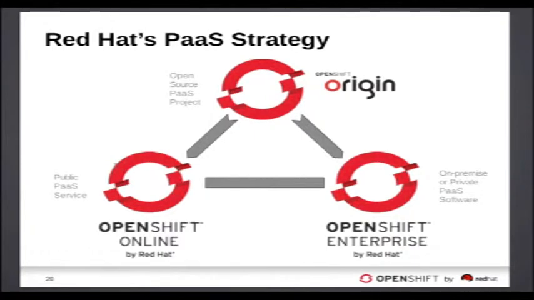OpenShift Origin is the open source project, which is where a lot of that development and innovation happens that drives our enterprise products. So we just want to give you a sense that when we talk about PaaS, we also have to talk about a hybrid PaaS approach.